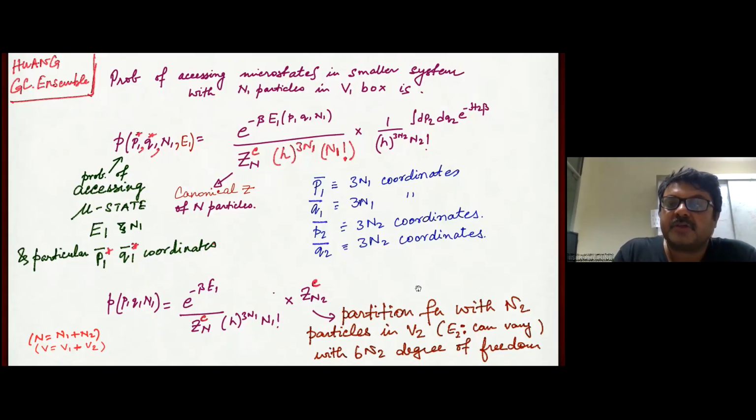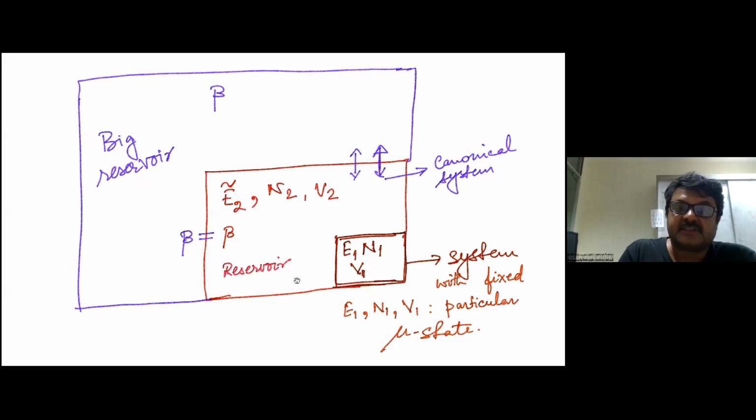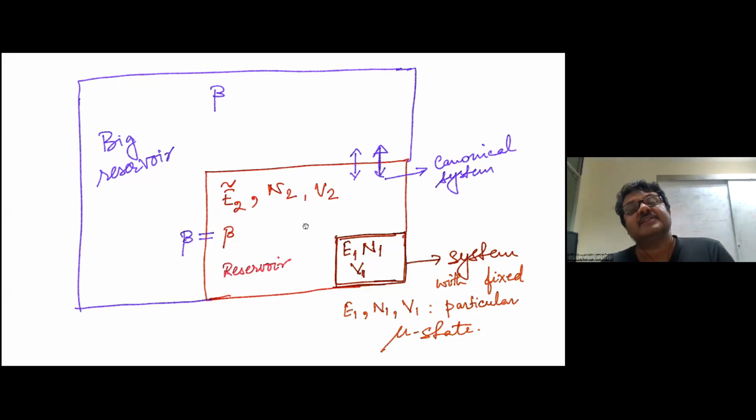So this is the picture. But remember the point to note: we are calculating the partition function of the reservoir. If you are at temperature T, calculating the partition function of the reservoir itself means that the energy of the reservoir can fluctuate. Of course, the energy will remain very close to a certain value E2 bar, but in principle it can fluctuate, because only if there can be energy exchange with an even bigger reservoir can you calculate the partition function.